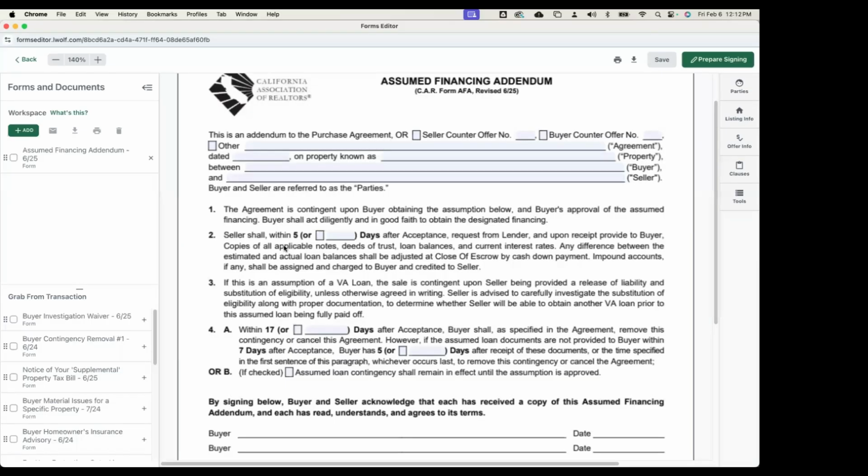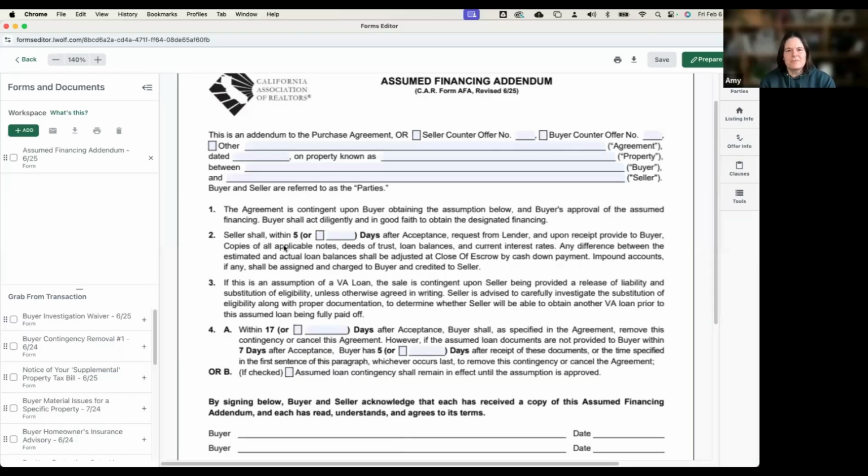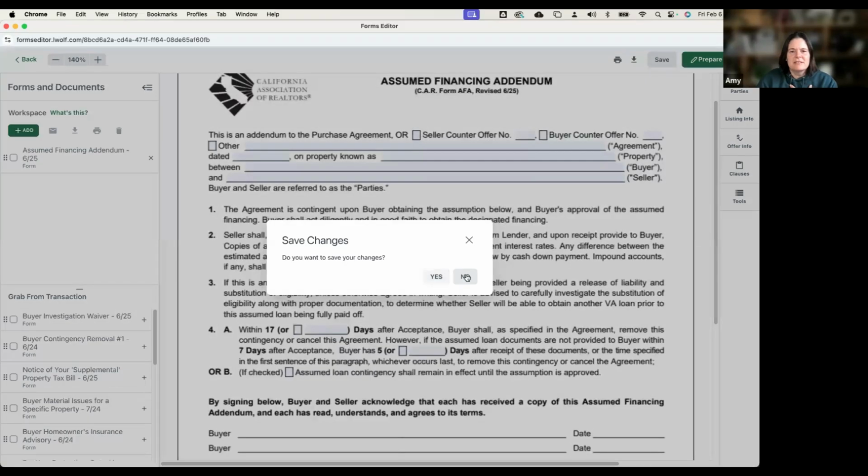Any other questions? Perfect. Thank you. Yeah, absolutely. Any other questions on other forms or when it comes to assumed financing? Alrighty.